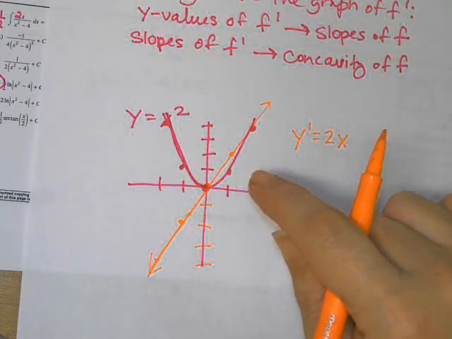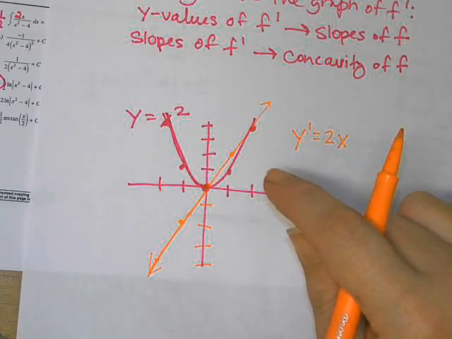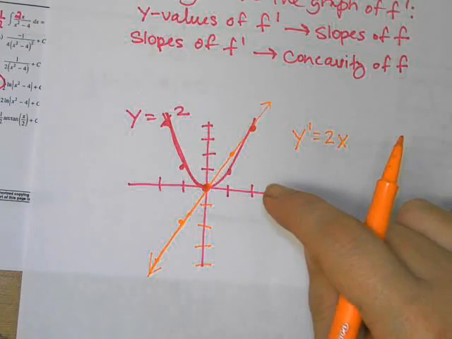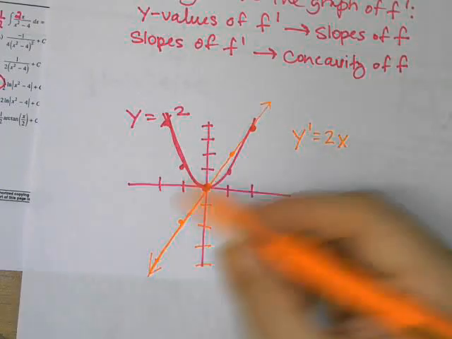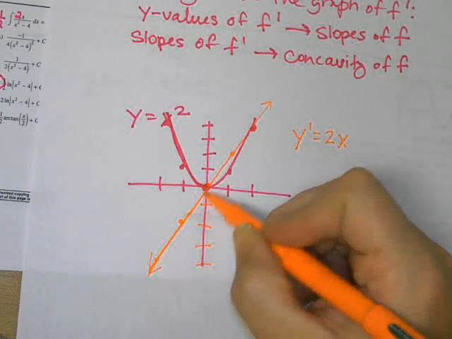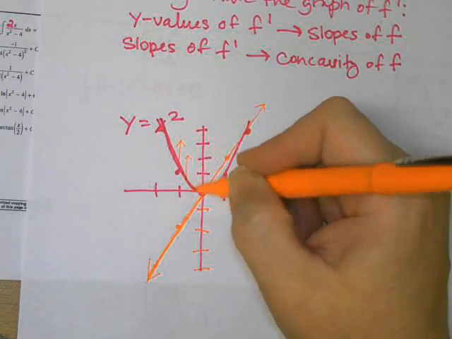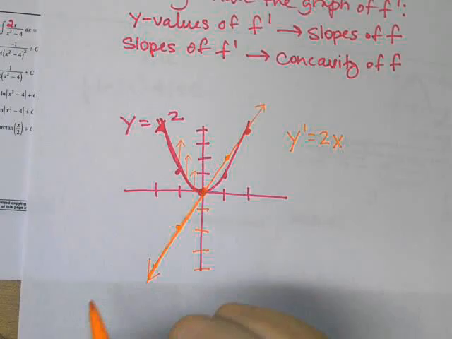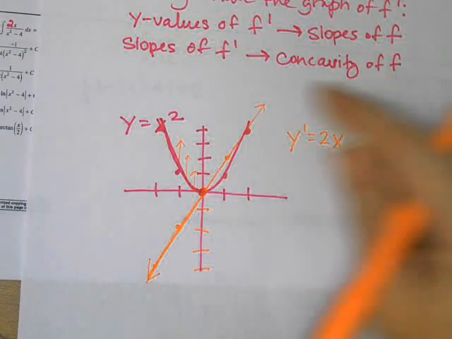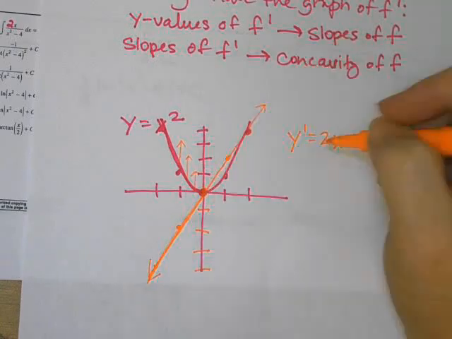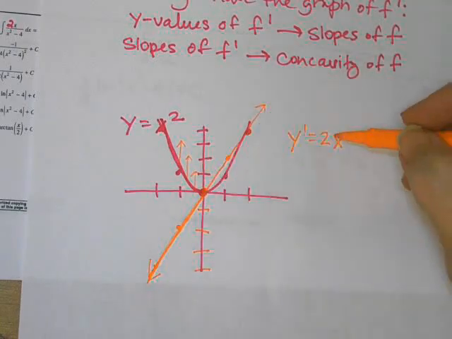And so, a parabola is concave up everywhere, so its derivative has positive slope everywhere, because the slope of the derivative is the concavity of the function. And this graph had negative slope, so it has negative y values on the derivative. It has positive slope, so it has positive y values on the derivative. It had a minimum here because it crossed from negative to positive. Negative slope to positive slope.